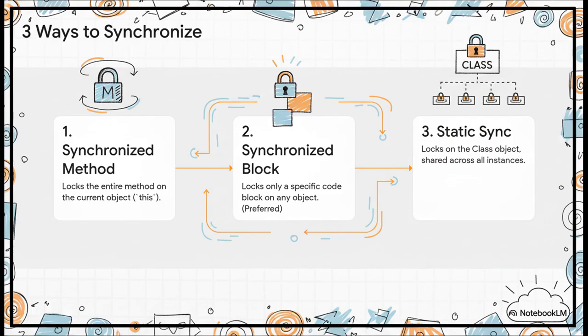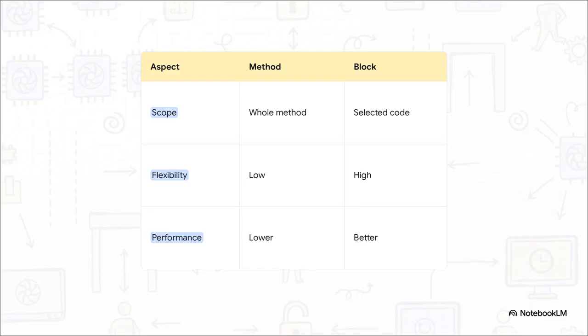Or you can use something called static synchronization for static data. Let's see how they compare. This table kind of says it all, doesn't it? Synchronizing a whole method is easy, sure, but it's like using a sledgehammer to hang a picture frame. You lock the entire method from start to finish, even the parts that don't need locking.